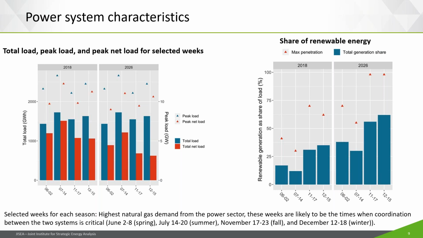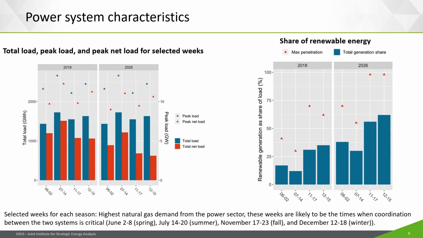And so on the left here, you can see just the peak load and the peak net load. So that's load minus renewable generation for each of these different weeks. The weeks with the highest load turned out to be, we chose one from each season: June 2nd through 8th, July 14th through 20th for the summer, and for the fall, November 17th through 23rd, and December 12th through 18th.